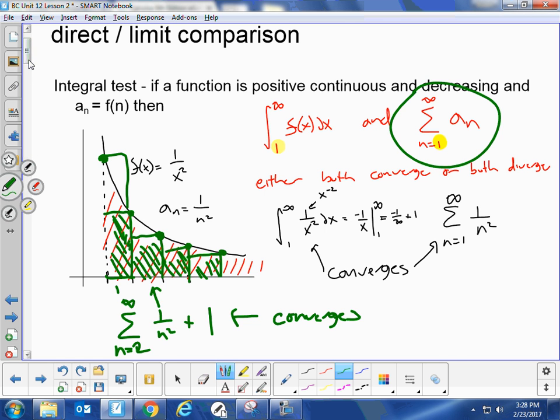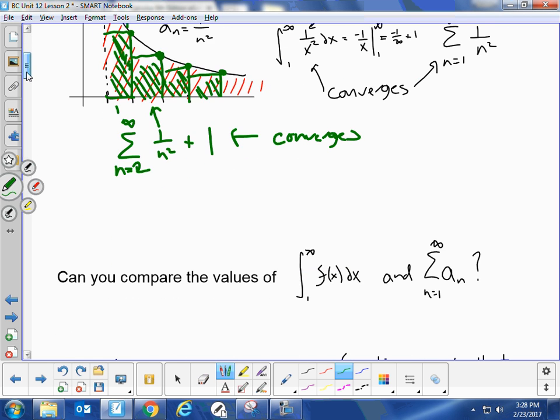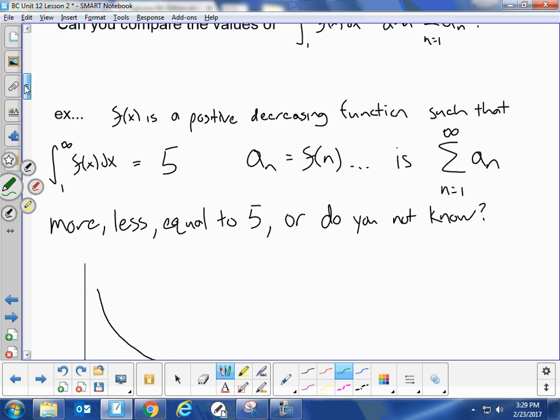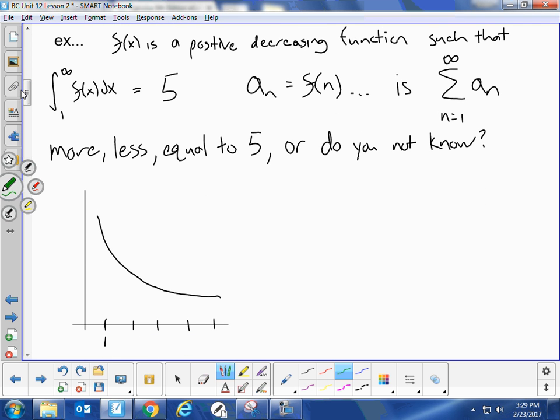Now let's look at if we can compare the specific values between this improper integral and this sum here. So an example of a question is, if the function is positive, decreasing, such that the area from 1 to infinity is 5, and this a sub n is equal to f of n, is the sum from 1 to infinity of a sub n more or less equal to 5, or do you not know?